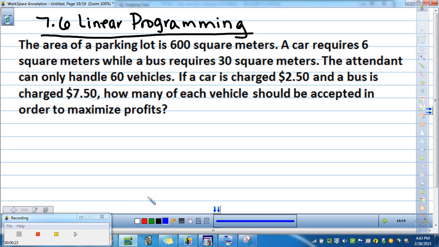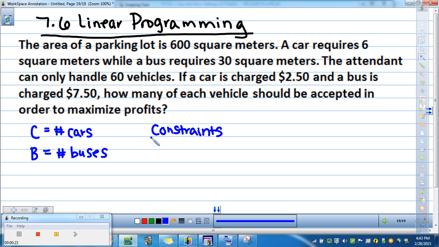First, we want to define our variables. We should let C represent the number of cars, and B can represent the number of buses. Then we want to look at some things that we are limited by. We will write those as constraint inequalities. Here are some constraints. The parking lot is only 600 square meters, and the attendant can only handle 60 vehicles.